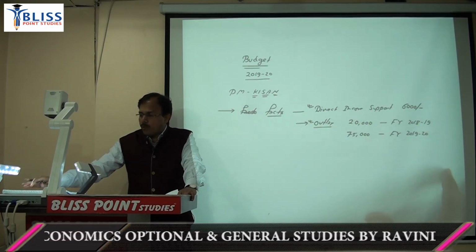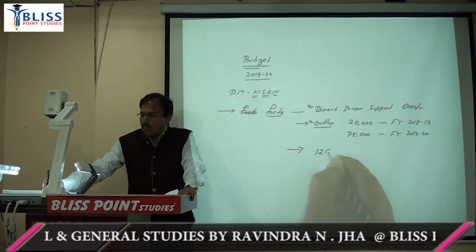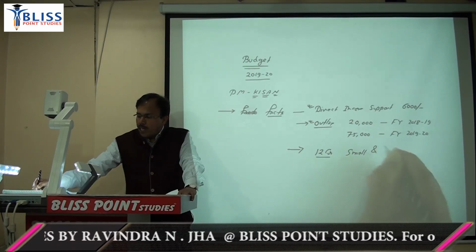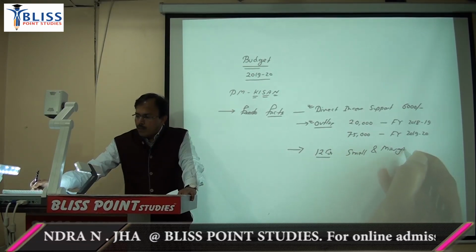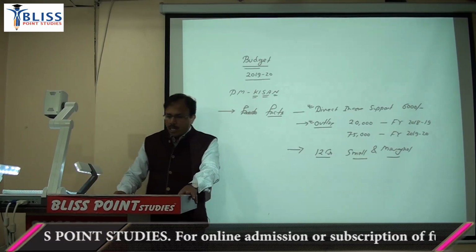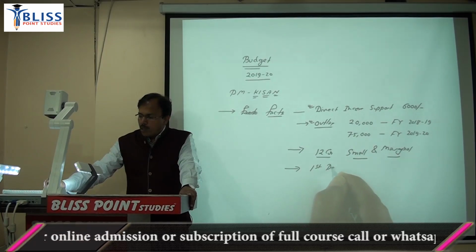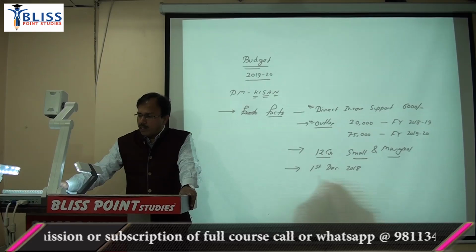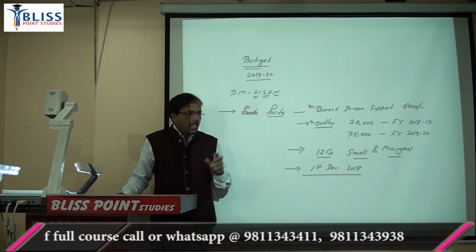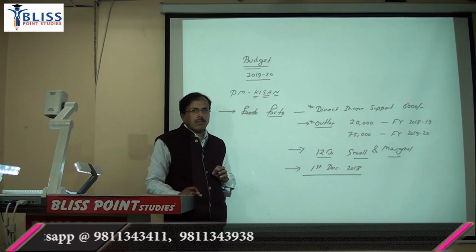Other facts you have to remember: the third fact is that it is going to help around 12 crore small and marginal farmers, and this program is effective from 1st of December 2018. So there are certain important facts related to that PM Kisan Yojana.